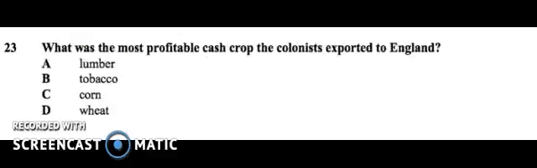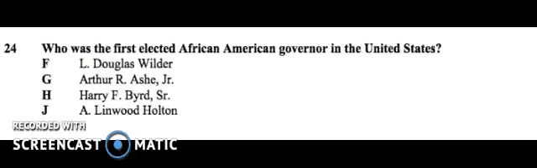Question 23. What was the most profitable cash crop the colonists exported to England? A. Lumber, B. Tobacco, C. Corn, or D. Wheat.